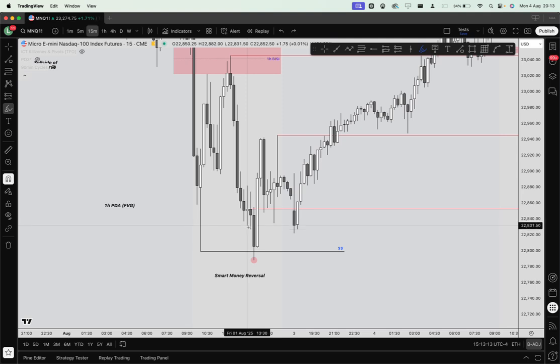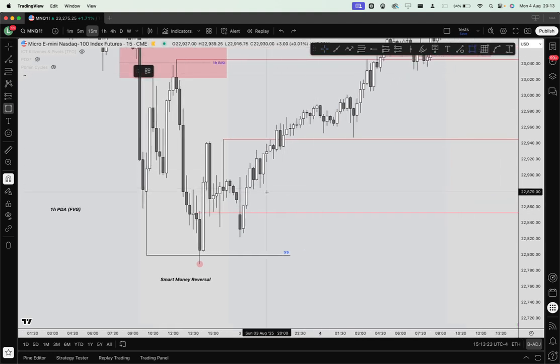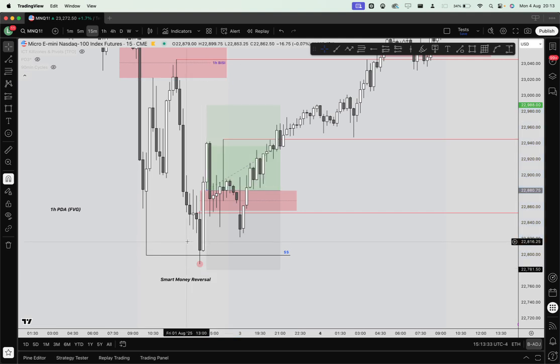Now the series of down close candles that swept this level are these two candles here. So whenever we break above this level, whenever we close above this level, that is our change in the state of delivery. As you can see here, and if you've watched any of my other videos, you will know that I like a change in the state of delivery with a fair value gap going through it.